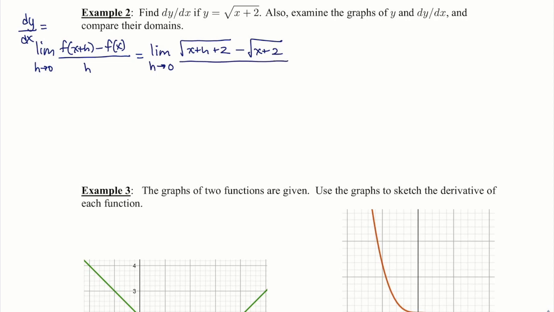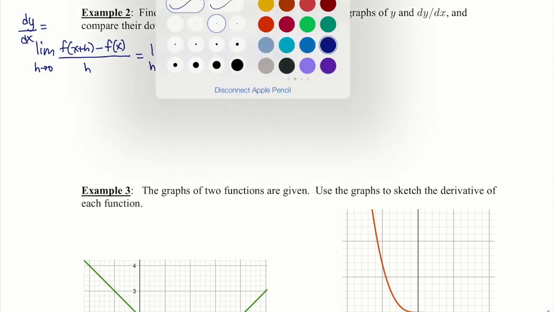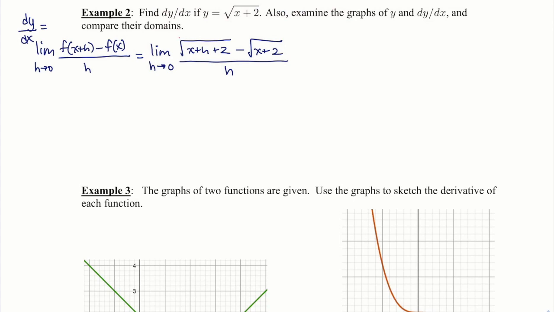and divide by h. And we see that this would be a situation where I want to multiply in the numerator and the denominator by the conjugate of the numerator, because that's where the radical is. So leave the two radicals the same, but make a plus in between.